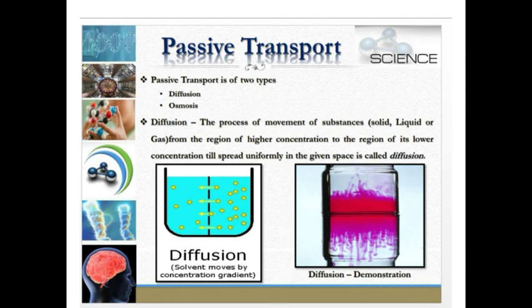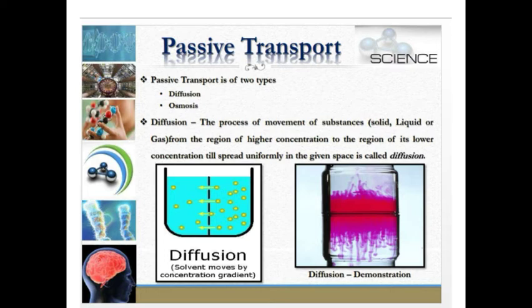So what is happening in the passive transport? Passive transport happens by two methods. They are diffusion and osmosis. First you have to understand what is diffusion and what is osmosis. Diffusion is the process of movement of substance, that is solid, liquid or gases, from a region of higher concentration to the region of lower concentration till it spreads uniformly in the given space.